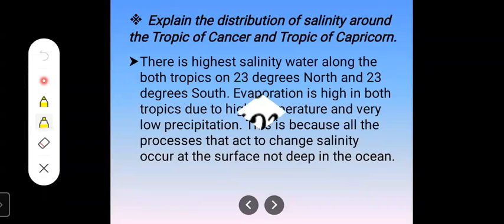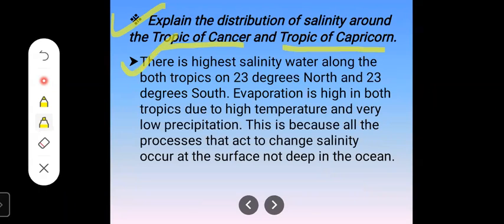Then the last one: explain the distribution of salinity around the Tropic of Cancer and Capricorn. There is highest salinity water along the tropics on 23° north and 23° south. Towards the north 23° in the tropical area, evaporation is high, the red portion. In both tropics, the temperature is high and precipitation is very low. Precipitation means rainfall is less.